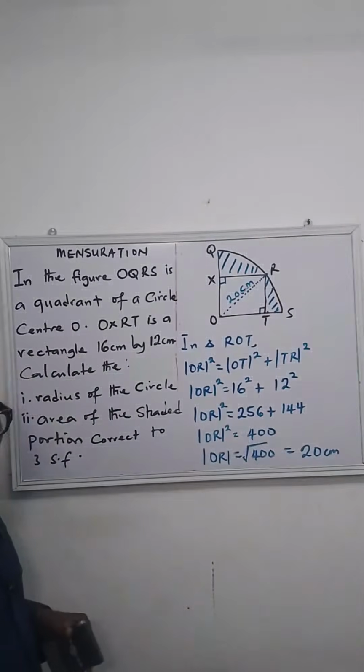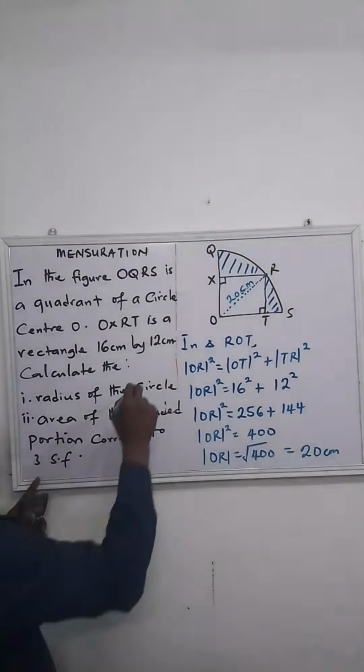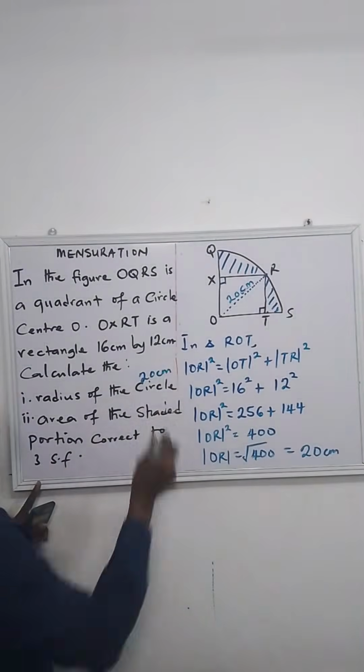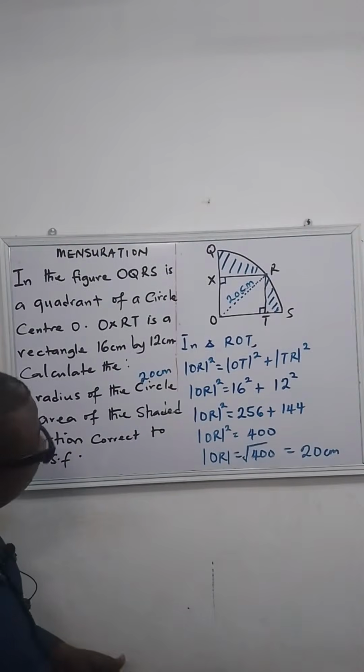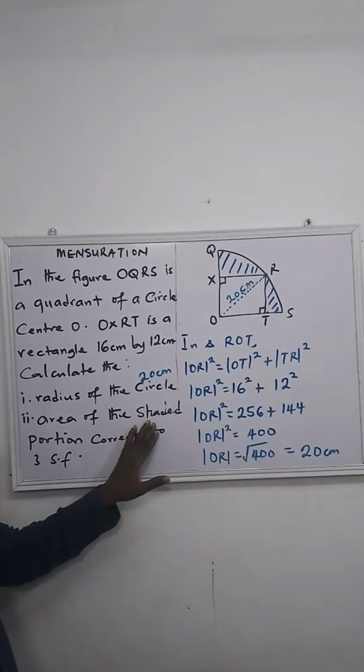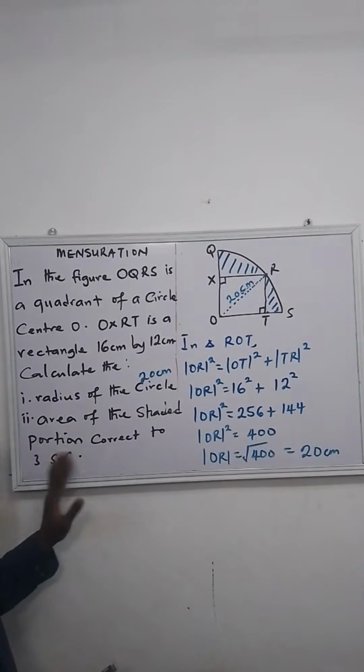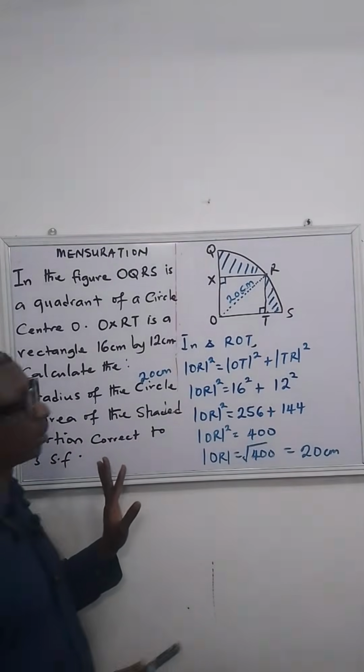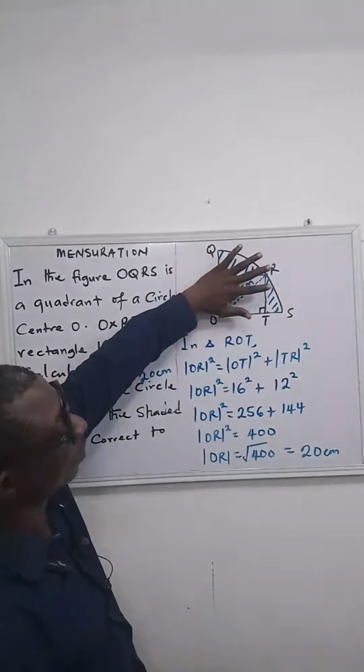All right, I hope you understand that. So we have done the first part of the question, 20 centimeter. Now, what is the second part? Now, you have to find the area of the shaded portion, correct to 3 significant figure. Now, let's look at it. Now, look at the figure.